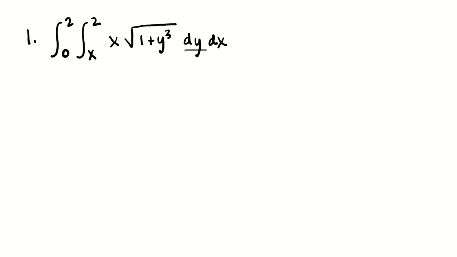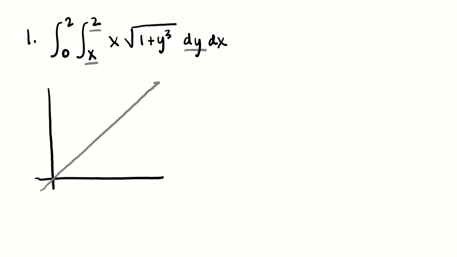Y is running from y equals x to y equals 2, right? So I need to plot those. Okay, y equals x, I know what that looks like. Y equals 2, say maybe it's right there. And then x is going to run from 0 up to 2. So that would be, right here, x is equal to 0. If y equals x, that's going to be x equals 2. So if y is between x and 2, we're talking about this region right here.